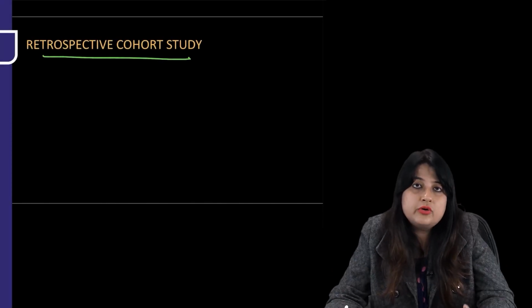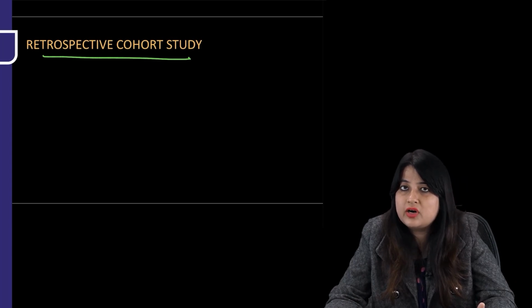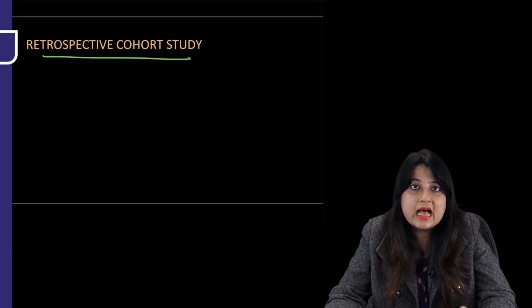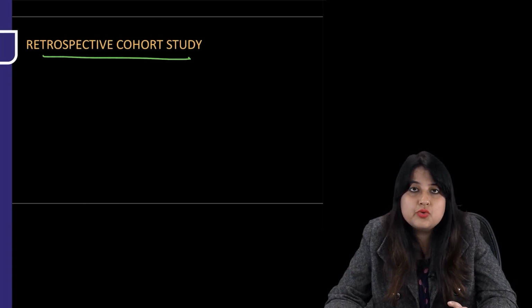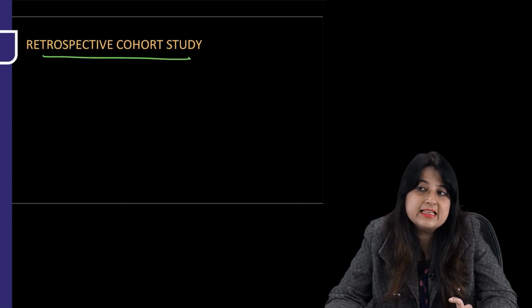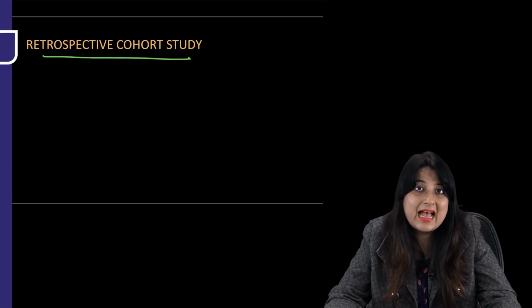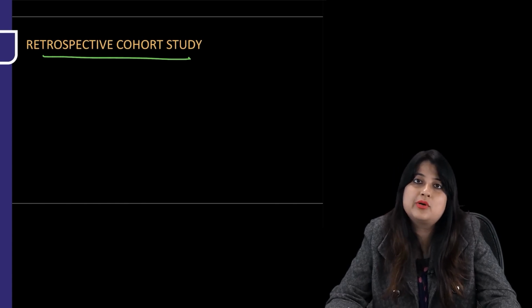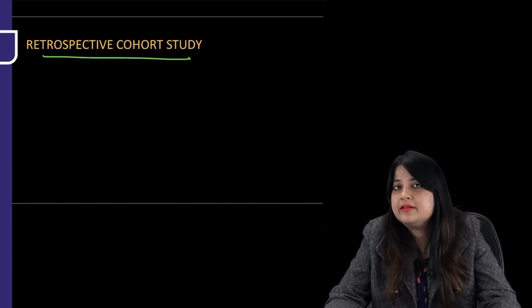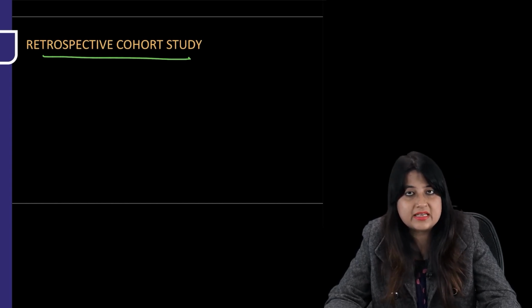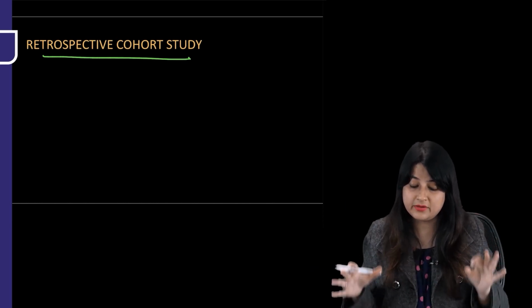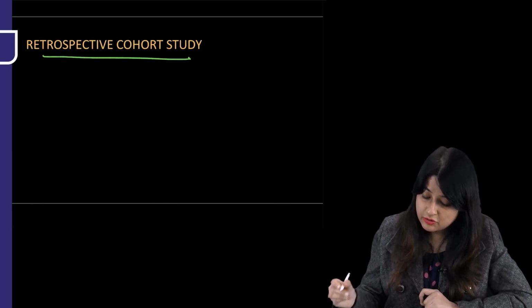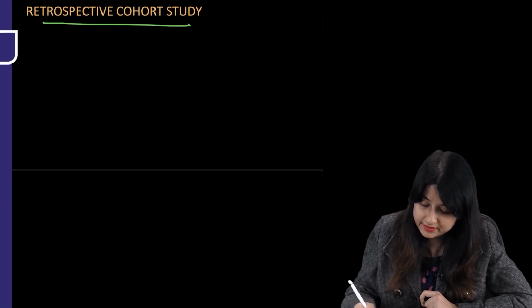So why did the retrospective cohort study come into place? Because now I need to save time, I need to save money, I need to do away with the problem of large sample size, and minimize administrative problems at the same time. But at the same time, the cohort should be able to establish temporality, calculate incidence, and study multiple exposures. Those all things should be there, but we have to save time and money. So how can we do it? Now look what I'm drawing over here.